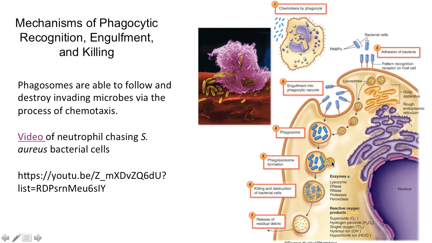The lysosome is able to fuse with the phagosome, which creates the phagolysosome, and eventually the enzymes released by the lysosomes, the changes in pH, and the generation of reactive oxygen species inside the phagolysosome allow the destruction and killing of the bacteria, after which the waste products are released outside of the cell as residue.